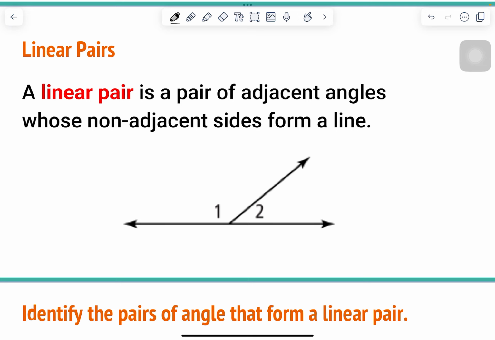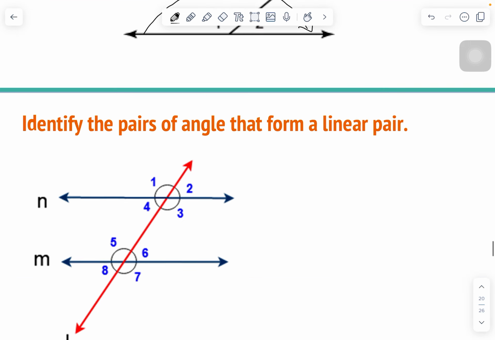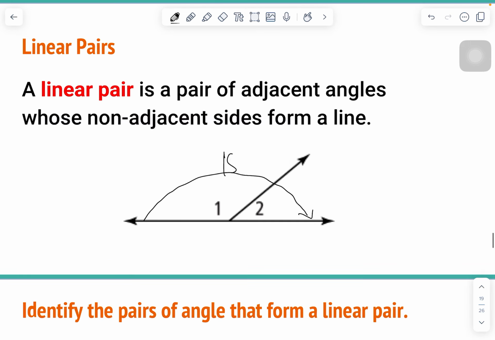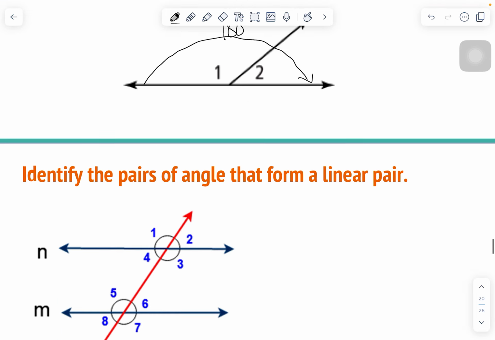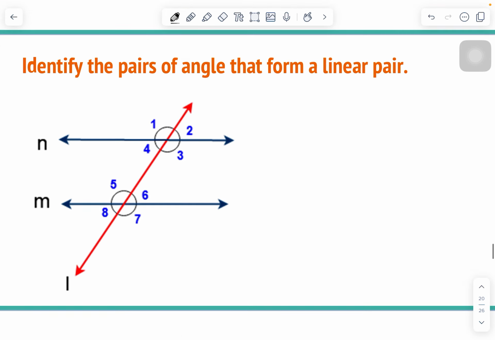So you have here angle 1 and 2 form a line. And that one gives us a sum of 180 degrees. That's half of a circle. That's why it has 180 degrees.